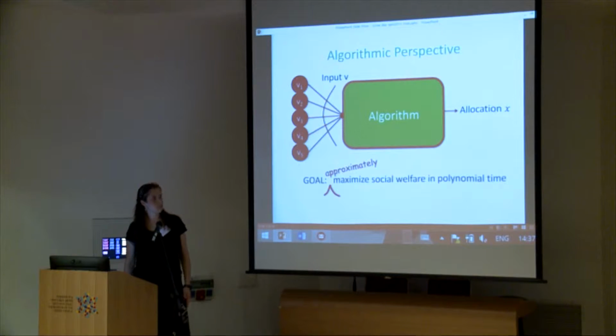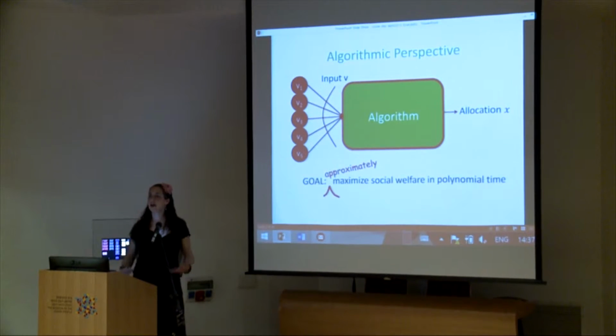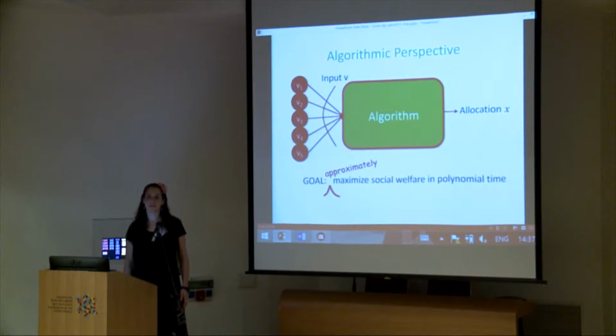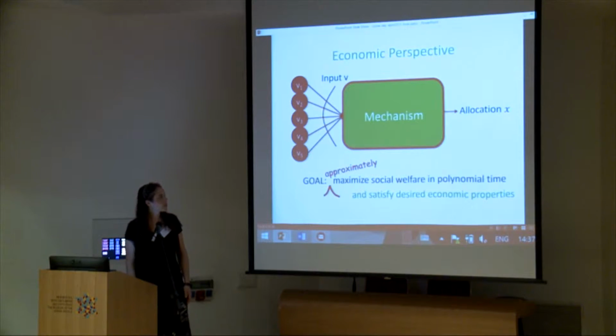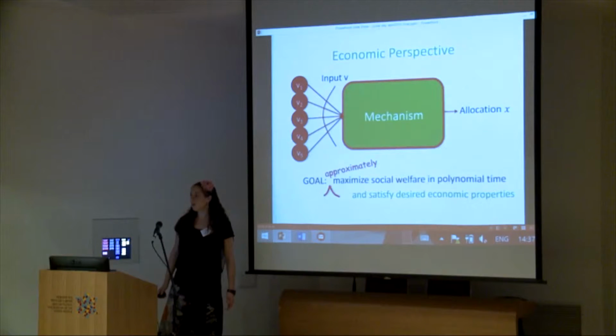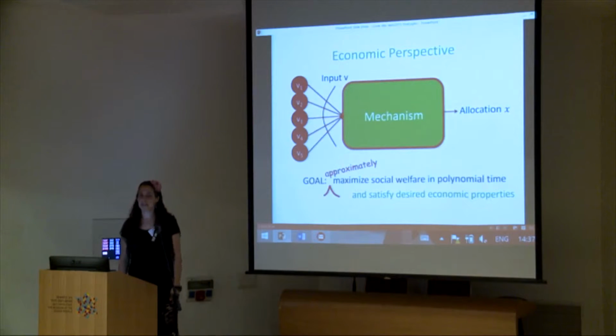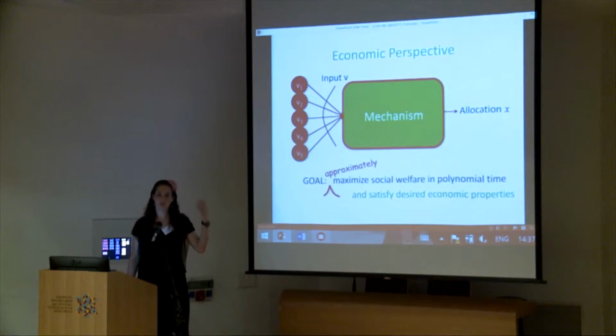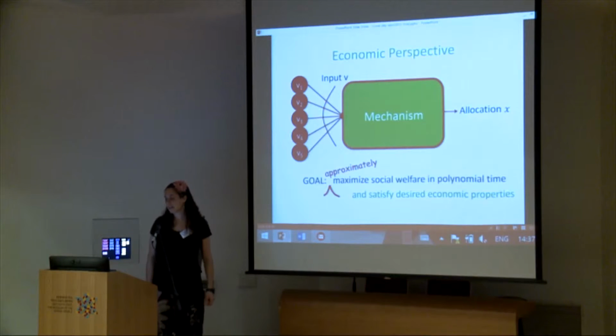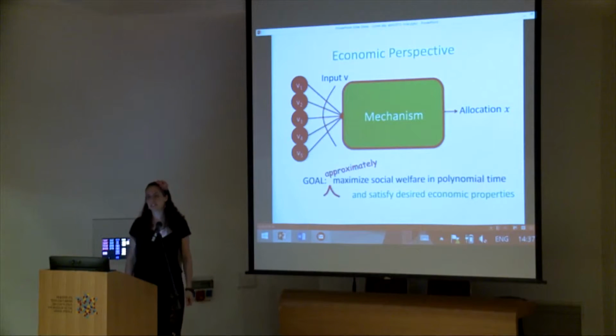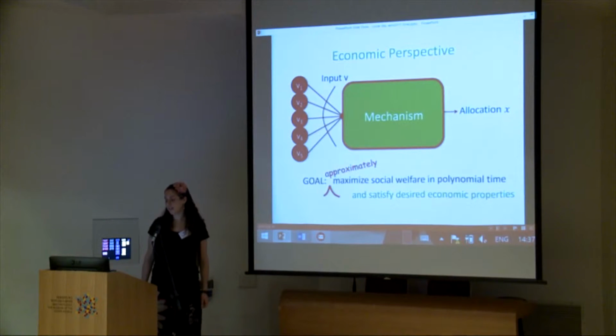This is from an algorithmic point of view, and of course the question is, how well can you approximate the optimal social welfare if you have only polynomial time to do the computation? Now we are getting to the economic perspective. So now we have a mechanism. The mechanism gets some input valuation functions of the agents, and we also want to approximately maximize the social welfare in polynomial time. But we also want to satisfy some additional economic properties.